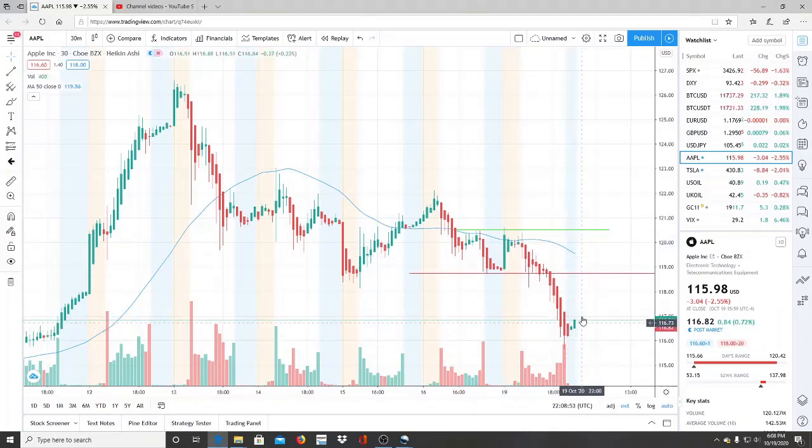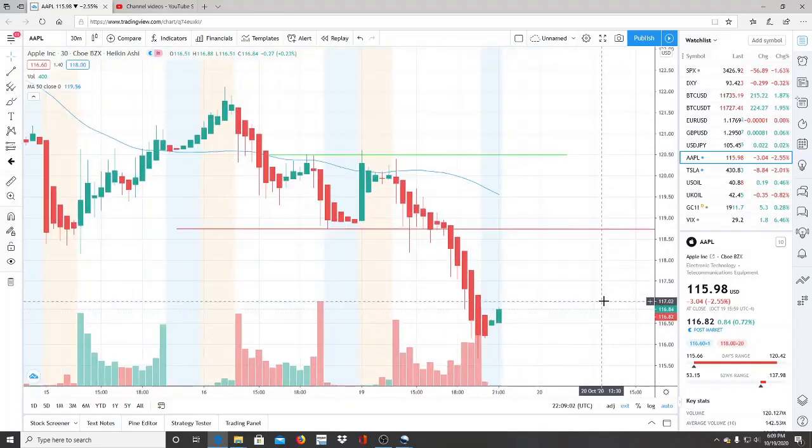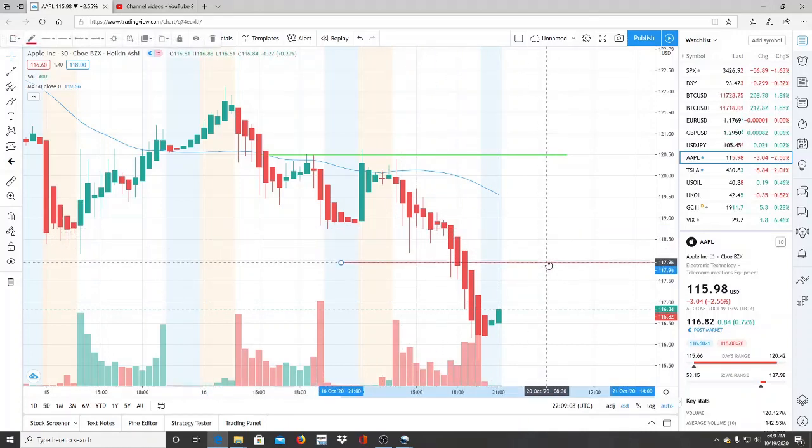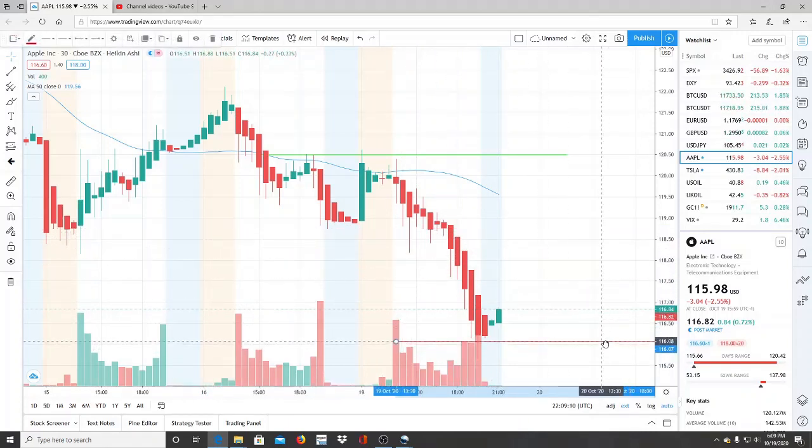Now there's a slight bullish recovery here that, if the bulls can use as momentum, they can start to work their way up. But this stock has actually been in a downward trend for some days now, and we're going to have to look at this closely for what's important for the upcoming week and even tomorrow.